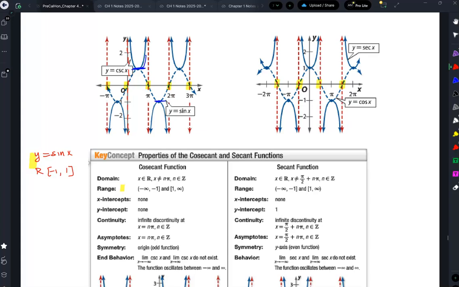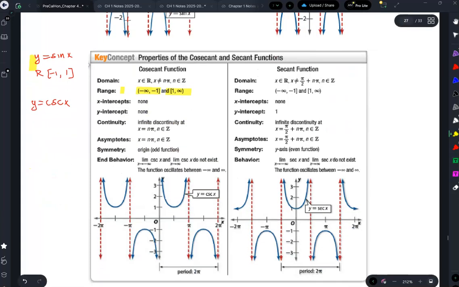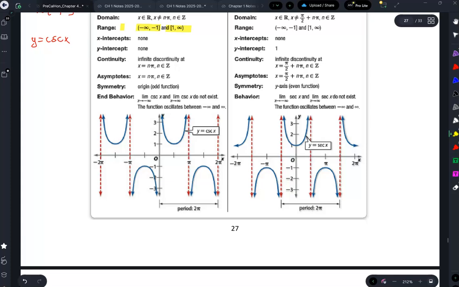For cosecant, it's opposite, right? So for cosecant, the range is, look, -infinity to -1, and then 1 to infinity. It's empty in the middle. Okay, so let's just graph a couple. This is how it looks in its full glory. Look, it's empty in the middle, and then it only exists from -infinity to -1, empty, and then 1 to infinity. Okay, let's graph one.